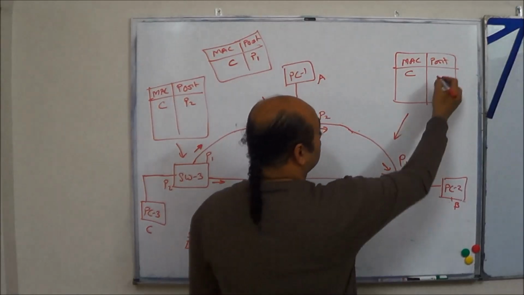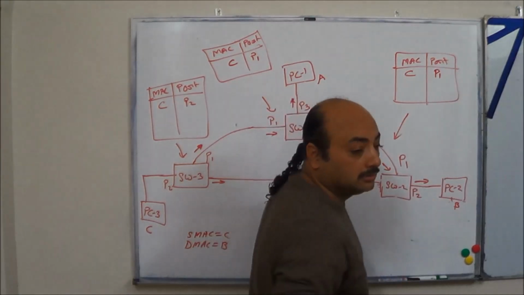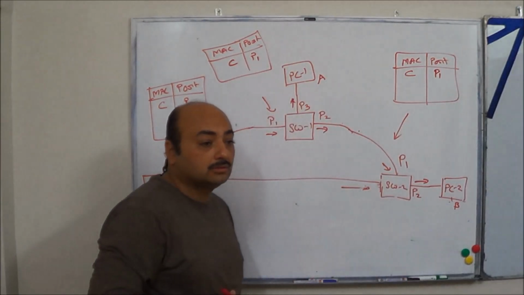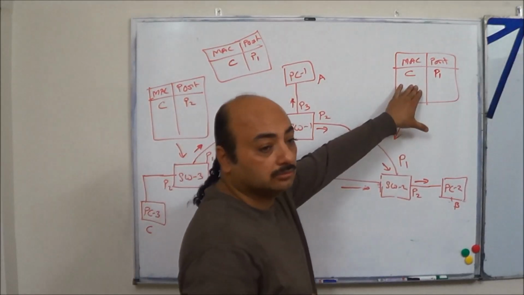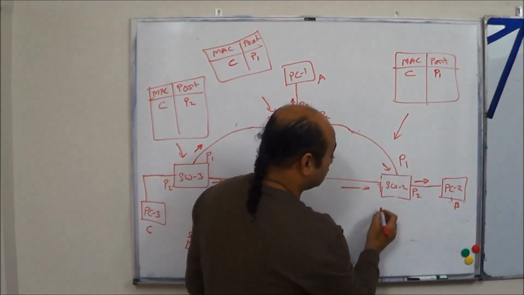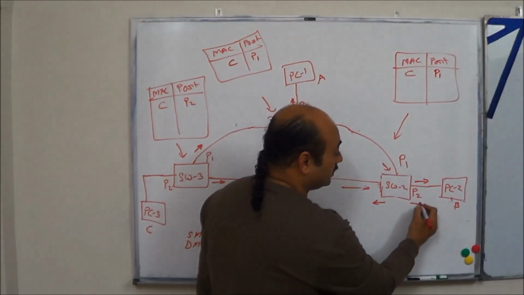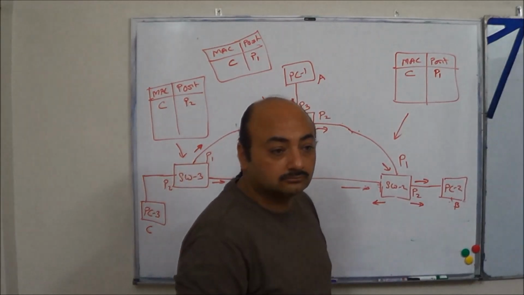B. It will go to B1, P1. Destination MAC address? B. Is it in the MAC table? No. Flooded? Here and here.